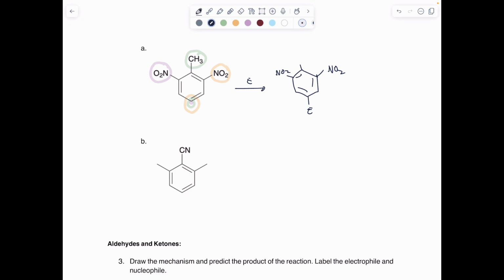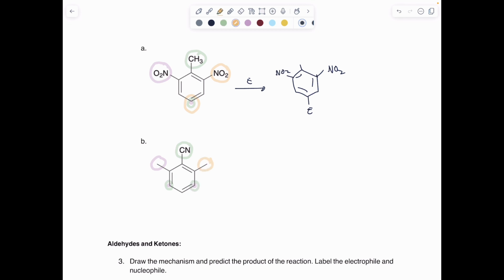Okay, for the second example, we have 2 methyl groups and a cyano group. So let's again go one by one. This methyl group is an electron donating group and it directs ortho-para. So the ortho position here is already filled, but we could direct ortho here or para here. The cyano group is a meta director, and it's going to direct meta here or meta here.